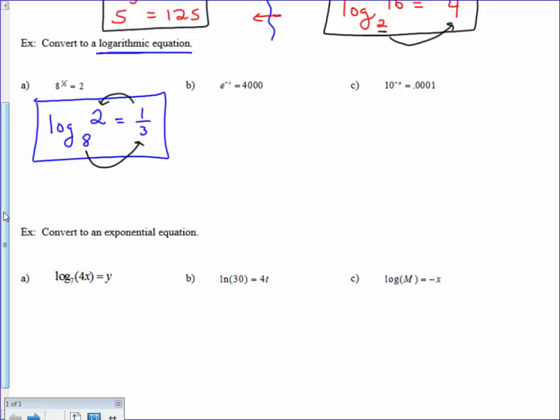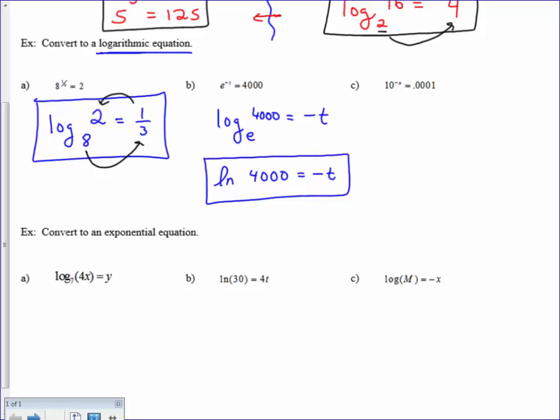The next one over, this would be log. The base of this exponential is e, so the base here would be e as well. The exponent on my exponential is negative t, so the negative t is on the other side of the equal sign. And then my result is 4,000. The 4,000 would be the argument of my log. Now, on this example, we don't write log base e. Log base e is the same thing as what we call a natural log, or ln. So you're going to see it as ln of 4,000 equals negative t. This is one of our special logs that has a special base, so we'll write it ln.